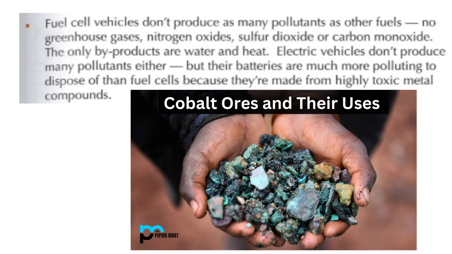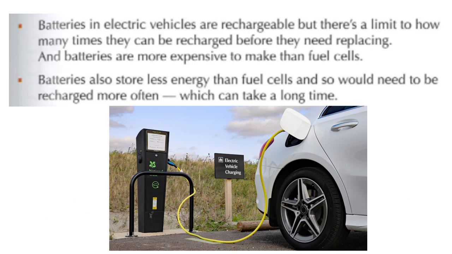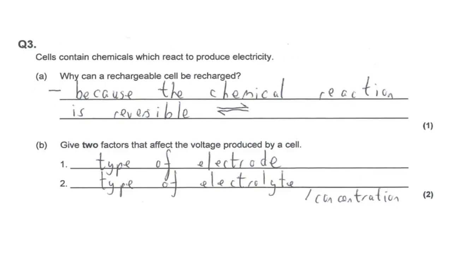Okay, fuel cells, okay, they're pretty clean, they're batteries, but cobalt is a toxic metal, and very often children have to mine cobalt for these batteries. The Democratic Republic of Congo has the number one source of cobalt in the world, and there's a lot of human rights violations going on there. So batteries in electric vehicles are rechargeable, but eventually the battery will need replacing, and they often store less energy, so you have to recharge them more often.